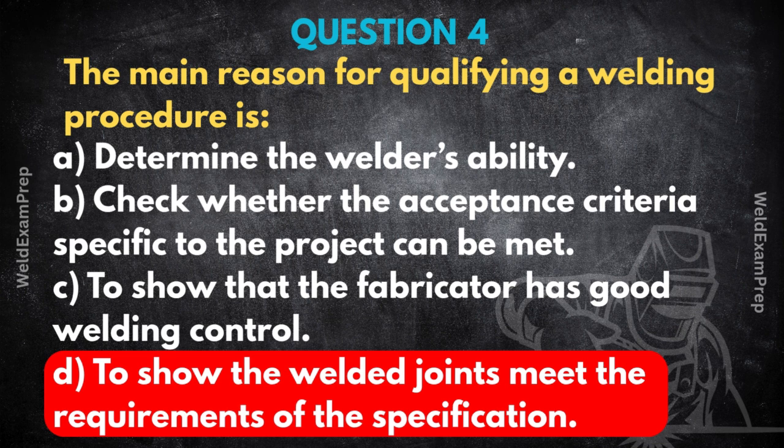Yeah. It proves the process is capable. Okay, that's clear. Right. But option A mentions the welder's ability. That's important too, right? Why isn't that the main reason? That's a really common point of confusion.